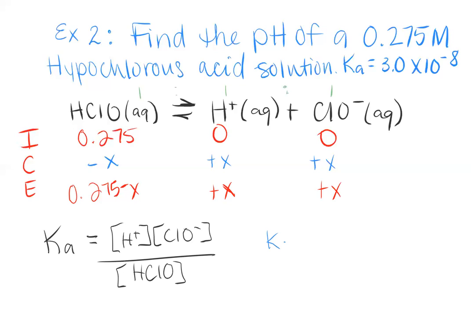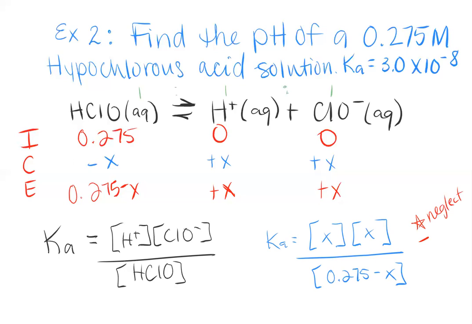All right, so let's set that up. We have Ka is equal to X for H plus. We're going to substitute in X for our ClO negative concentration. On the bottom, we're going to have 0.275 minus X. And remember, for these, I've given you all permission to neglect subtracting X. So we're going to let that part go at this point. That leaves us with Ka is equal to X squared over 0.275.